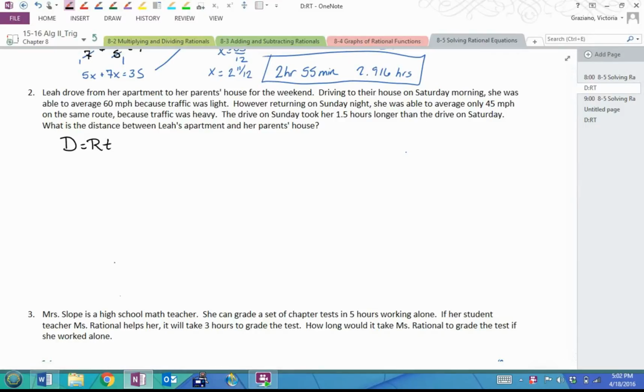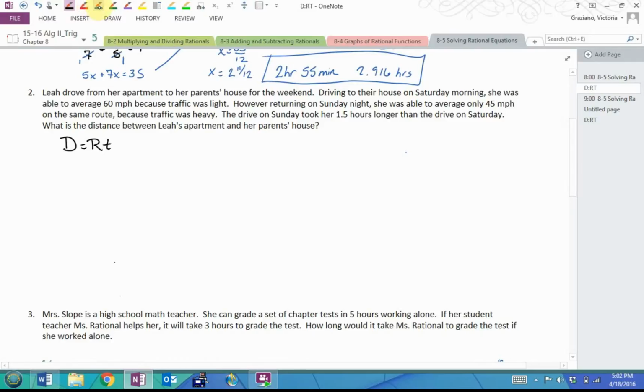So in this problem, we have Leah driving from her apartment to her parents' house for the weekend. Driving to their house on Saturday, she was able to average 60 miles per hour because traffic was light. However, returning on Sunday night, she was able to average only 45 miles per hour on the same route because traffic was heavy. The drive on Sunday took her 1.5 hours longer than the drive on Saturday, and so our job is to come up with the distance between Leah's apartment and her parents' house.